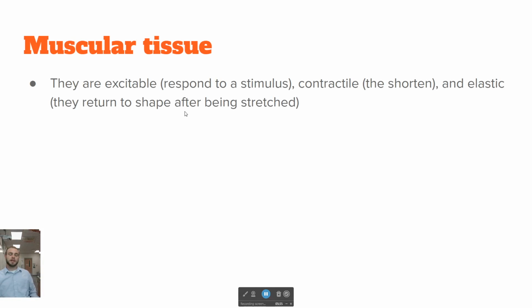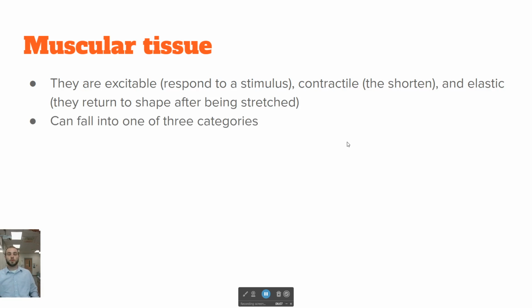Muscular tissue is excitable, which means it responds to a stimulus. It's contractile, meaning it's able to shorten, and it's elastic, which means after you stretch it, it returns to its normal shape. A lot like a rubber band: if you stretch a rubber band, it snaps back to its normal length unless it gets pulled too far. Then it loses its elasticity, just like when you pull a muscle, and it takes some time to heal.